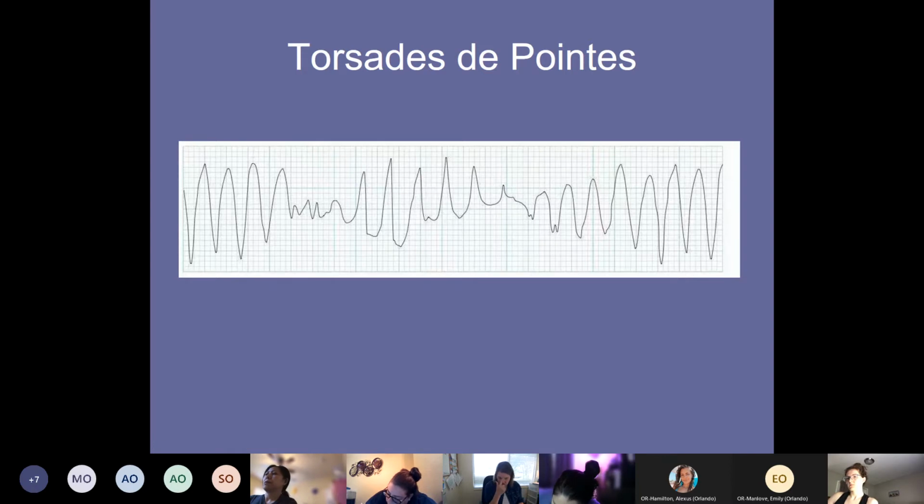Things that can cause torsades. Also, we talk about all of our drugs so much in sim and in clinical, and some of these drugs can cause long QT syndrome. Does that ring a bell for anybody? This is what it can lead to. The long QT syndrome can lead to torsades de pointes.